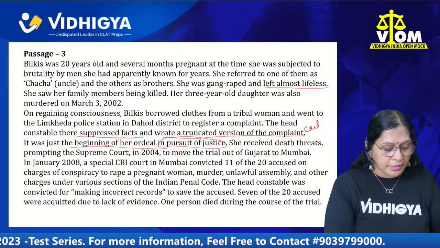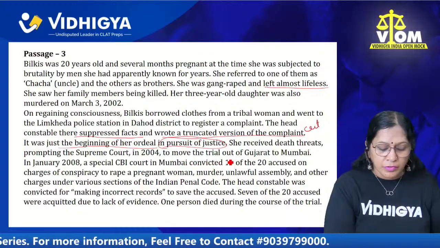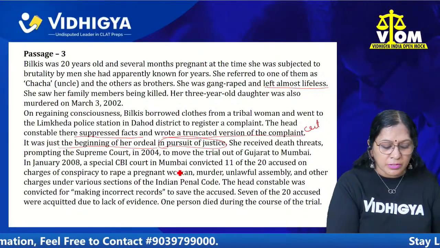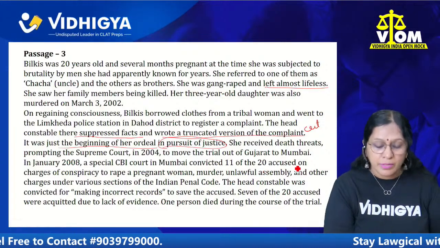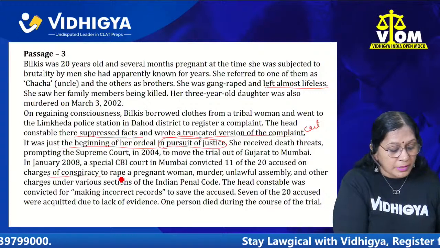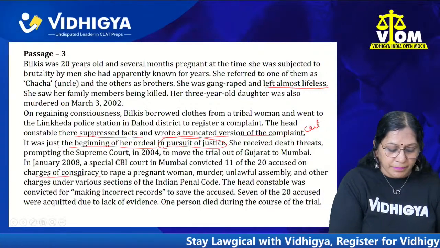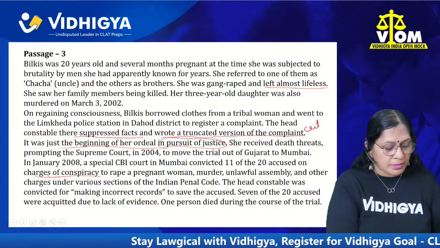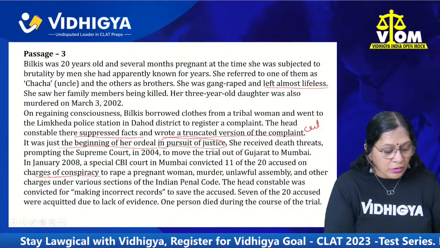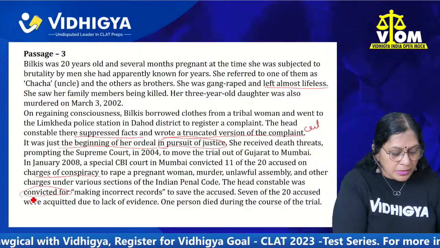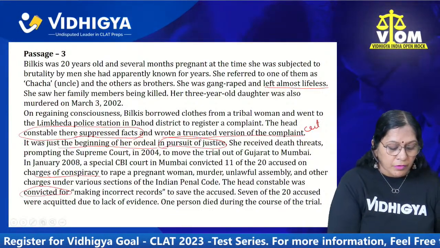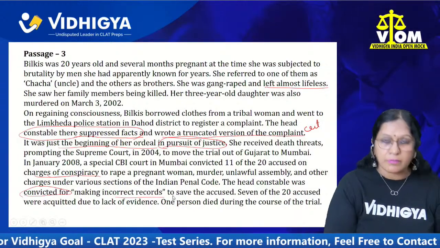So she received death threats, prompting the Supreme Court to move the trial out of Gujarat to Mumbai. In January, a special CBI court in Mumbai convicted 11 of the 20 accused on charges of conspiracy to rape a pregnant woman, murder, unlawful assembly, and other charges under various sections of the Indian Penal Code. The head constable was convicted. Now, the person who had suppressed the facts was also convicted for making incorrect records to save the accused.